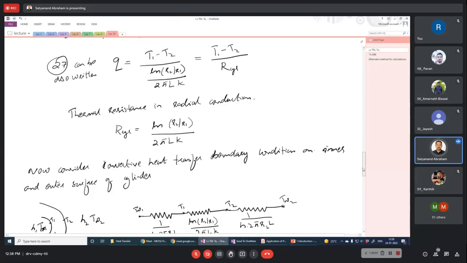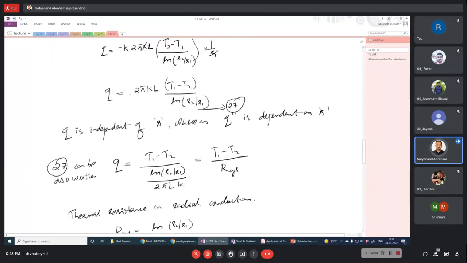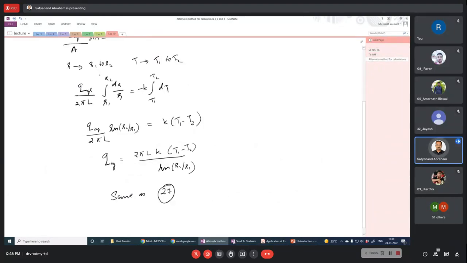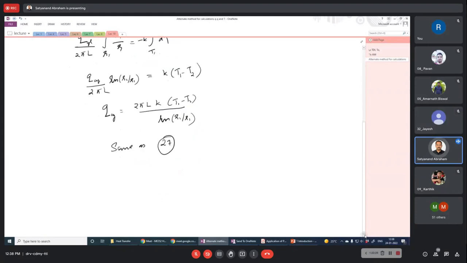Okay, so equation 27, where is equation 27? Yeah, equation 27: Q is equal to 2 pi K L (T1 minus T2) divided by ln(R2 by R1). Okay, so how did we actually make it? We directly integrated it and we got the solution. So that's how we can find the heat flux.